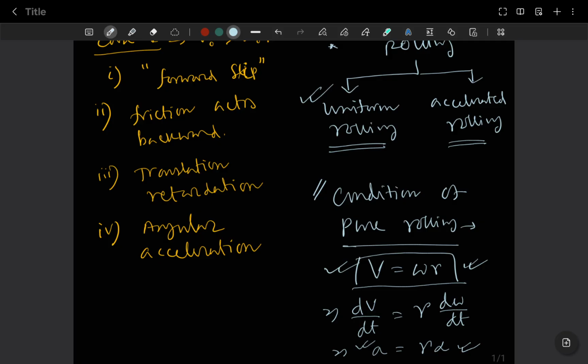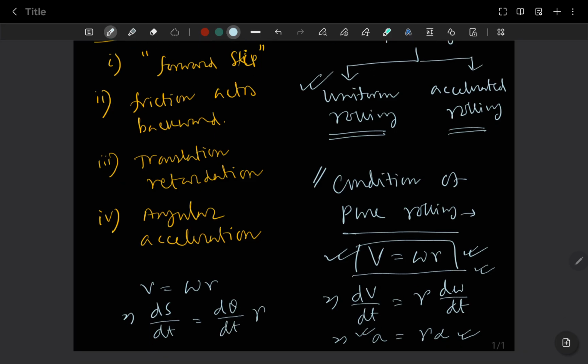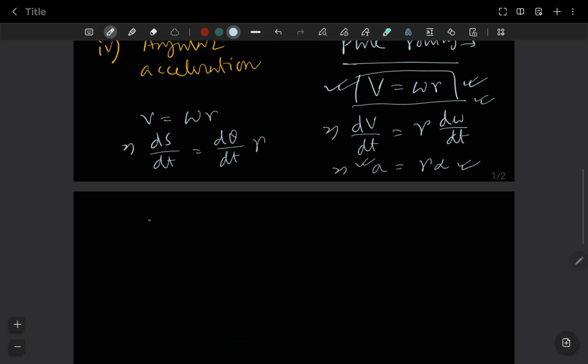So actually, this case of pure rolling you have studied earlier in your childhood. See, for this condition v equals omega r, what can we write? v is ds by dt and omega is d theta by dt. So we can write ds is r d theta. If we integrate this, with theta from 0 to 2 pi and s from 0 to s, we get s equals 2 pi r.